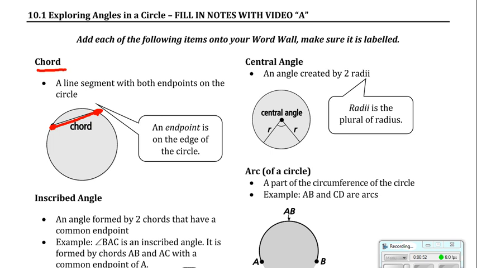Okay, the second word you need to add is your central angle. So central angle goes through the center of the circle. And so it starts on the outside and it goes to the center and then it goes to the outside again. And it can go that way or it could go this way. There's any way it could go as long as the middle of the angle is at the center of the circle. So please add a central angle onto your word wall.